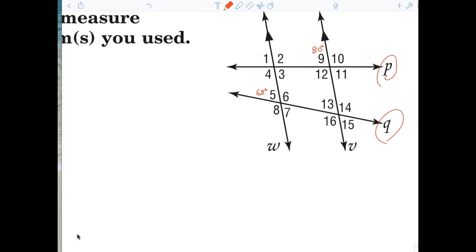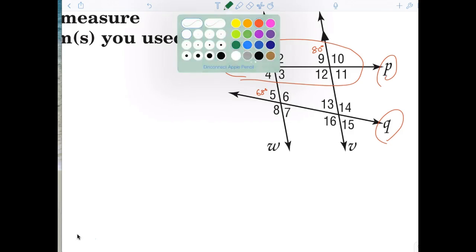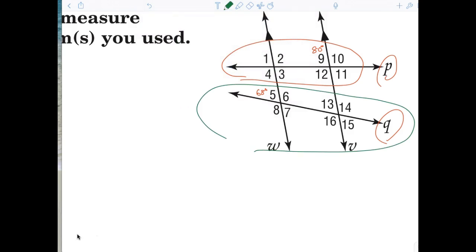Listen to me. All of these angles right here have a relationship with 80. These over here have no relationship with 80 whatsoever. Everybody with me on that? Yeah. There's no relationship because P and Q are not what? They're not parallel, which is why kids make a mistake on the test. And some kids miss every single one, because if you don't see the right relationship, you're going to miss them all.